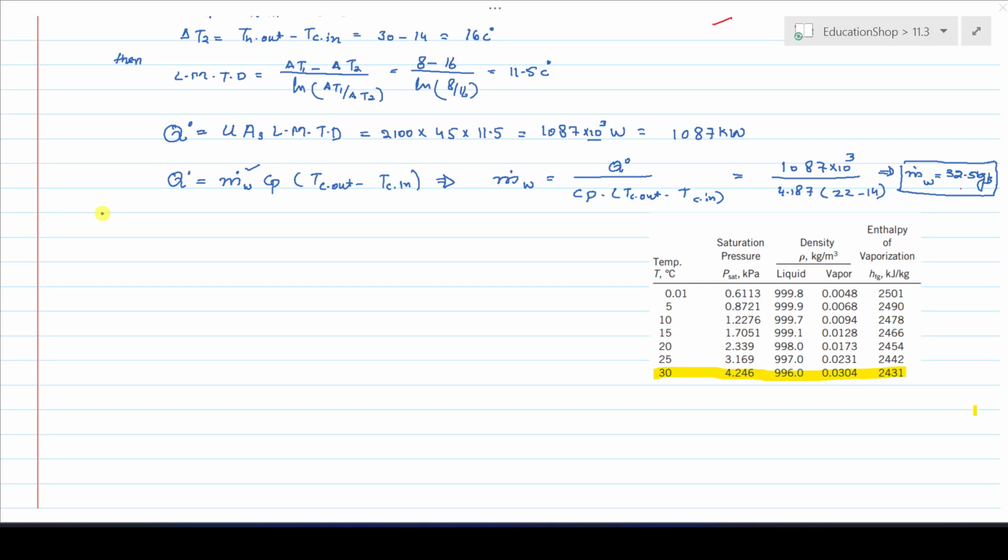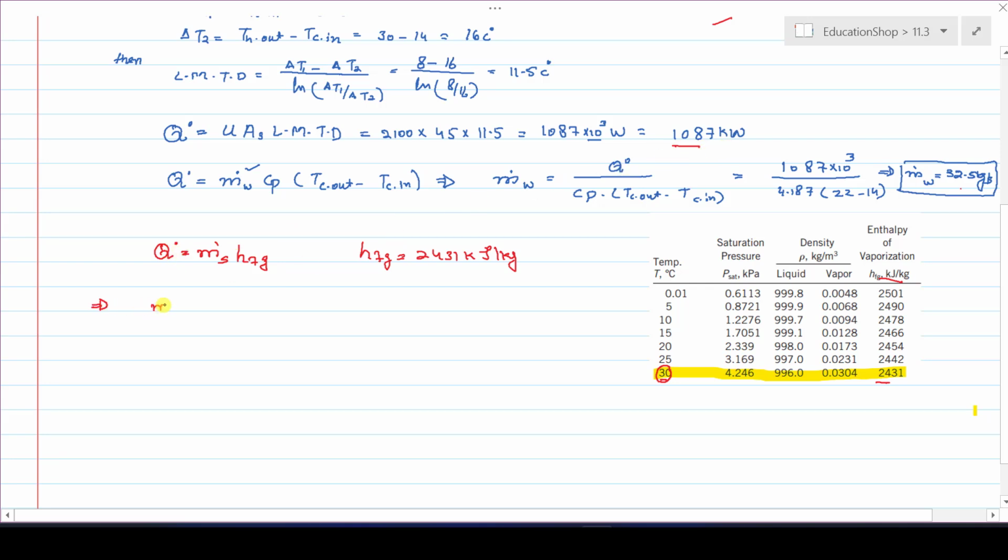Next we need to find the mass flow rate of the steam, that is equal to Q dot divided by the enthalpy of vaporization at this steam temperature. The temperature of the steam was given, that is 30 centigrade. At this 30 centigrade you can see the enthalpy of vaporization from the steam table, that is 2431 kilojoule per kg. The h fg value is 2431 kilojoule per kg and the Q dot value we calculated previously is 1087 kilowatt.